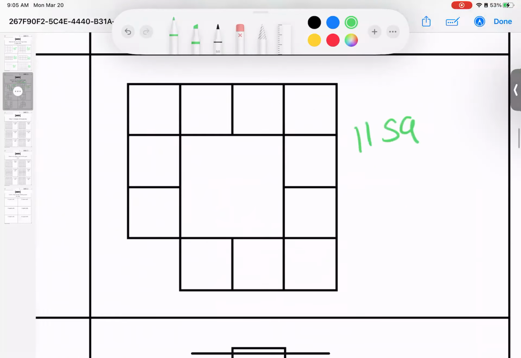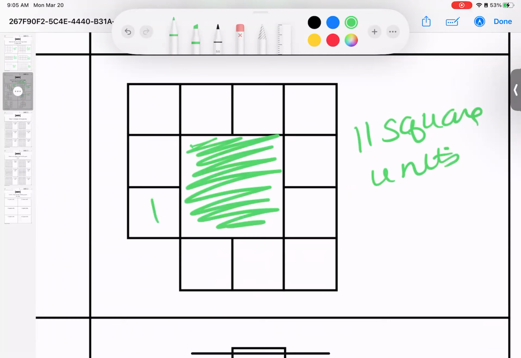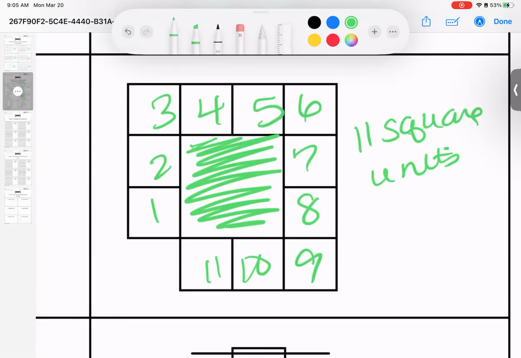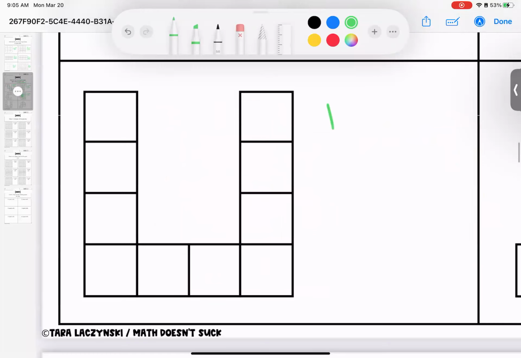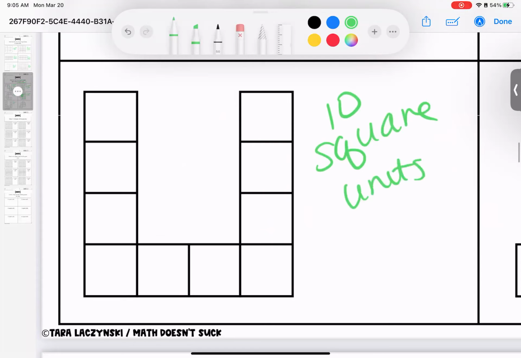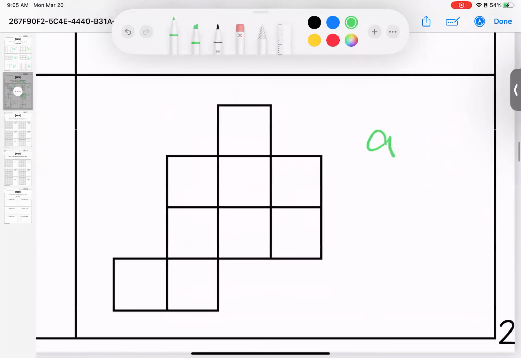This one has 11 square units. Be careful. This inside space is empty. This does not count. We are only counting our squares. And when we do that, we have 11 square units. Over here, 9 square units. Two more down the bottom, we have 10 square units. And our last one down here is 9 square units.